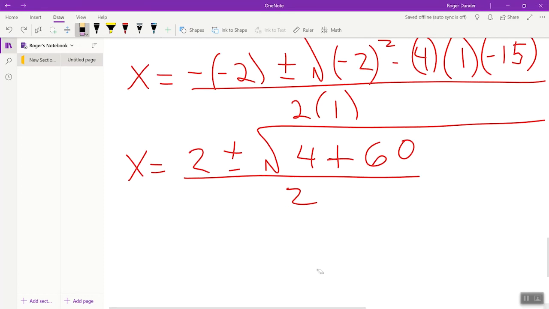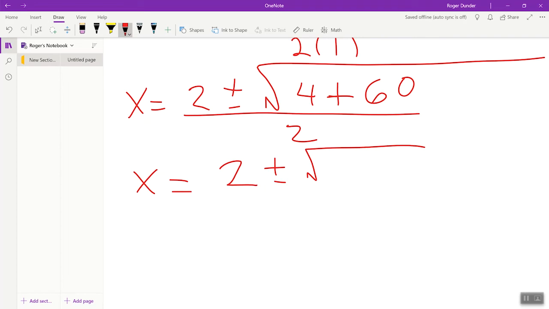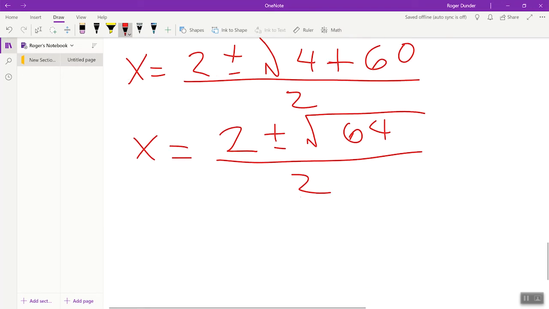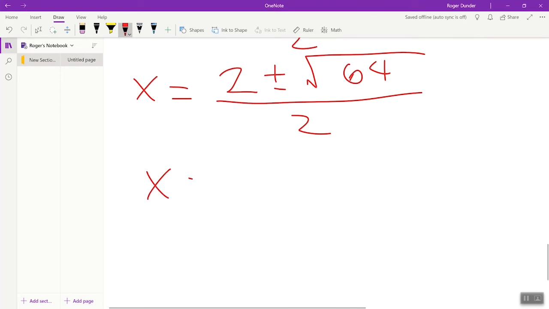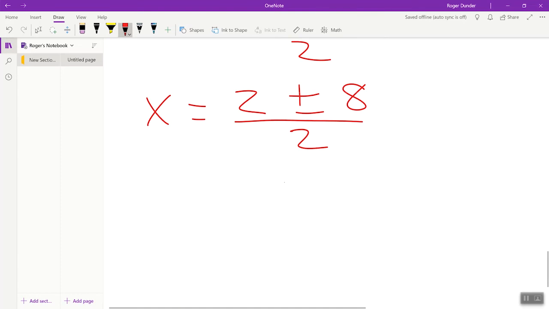Anyway, let's go down a little bit more and continue our solution. So x will be equal to 2 plus or minus the square root of 64, all divided by 2. And what is the square root of 64? It's 8, isn't it? So this is going to be x is equal to 2 plus or minus 8, all divided by 2. So I have two roots now.